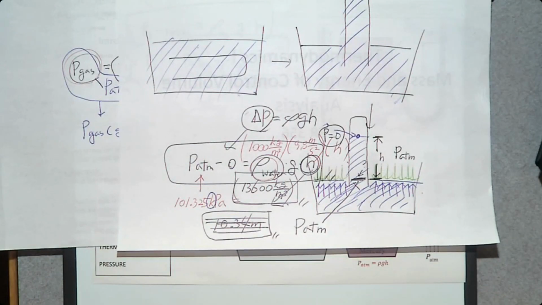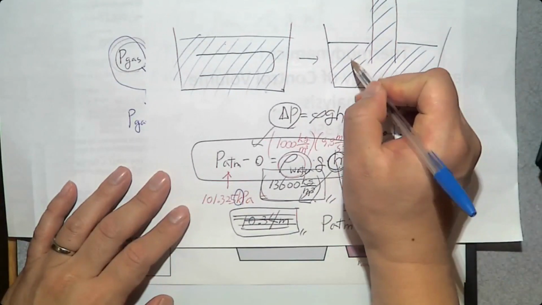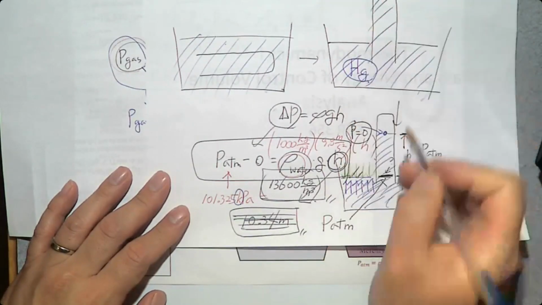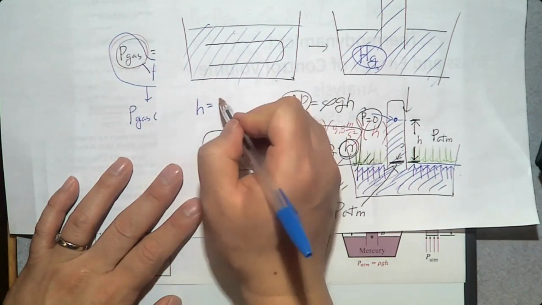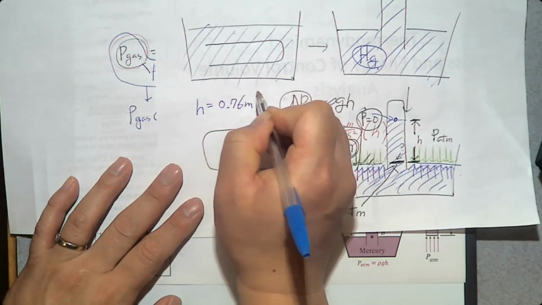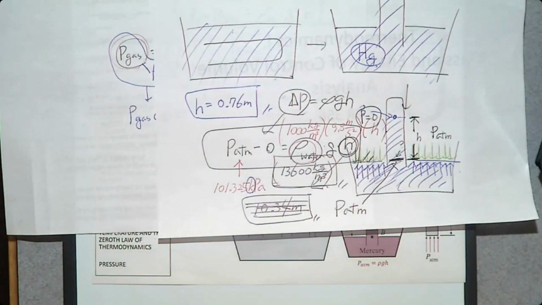101.325 divided by 13,600 divided by 9.8. We get 0.76. So if you use mercury instead of water, then height h is going to be what? 0.76 meters, which is about this much. So if you use mercury, you can make your own barometer and put it somewhere in your room so you can measure the atmospheric pressure every morning. So 0.76 meters.